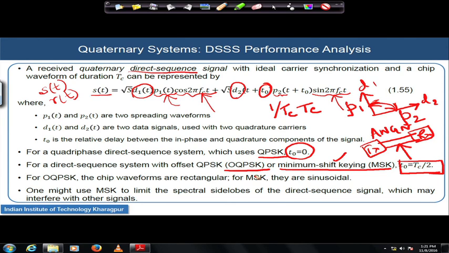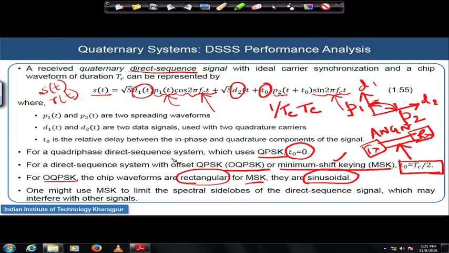Let us finish that also. The kind of chip waveform we prefer to utilize for OQPSK and MSK are like this. For OQPSK, the chip waveform will be a rectangular type, and for MSK usually we prefer to use a sinusoidal signal. So, if you see the spectrum of an MSK signal, you will see that the spectral side lobes for this MSK signal are actually very minimal for the direct sequence signal as compared to QPSK or OQPSK.